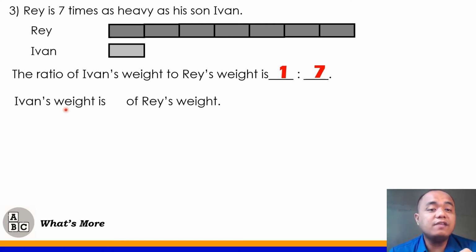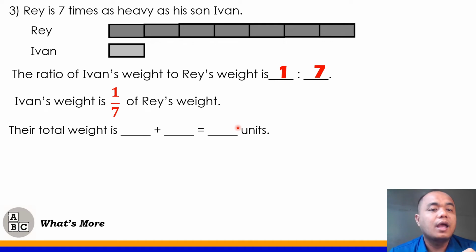Next, Ivan's weight is blank of Ray's weight. Paano natin kukumpletuhin yung statement na to? Yes, we will use fraction. And how will you do that? Ang weight ni Ivan, yung first quantity, at yung second quantity ay yung weight ni Ray. So, ang ibig sabihin, to complete this statement, we will use the fraction 1 over 7. So, Ivan's weight is 1/7 of Ray's weight.